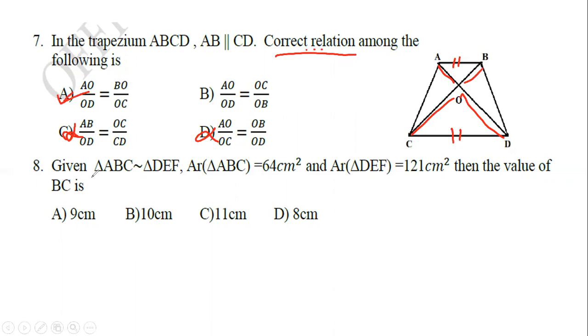Next, the eighth question: given triangle ABC similar to triangle DEF, the area of one is 64 centimeter square and the other is 121 square centimeter. Then the value of BC is dash. Here we know the formula: area of triangle ABC divided by area of triangle DEF equals, sorry, this is not correct. Okay, just a minute.